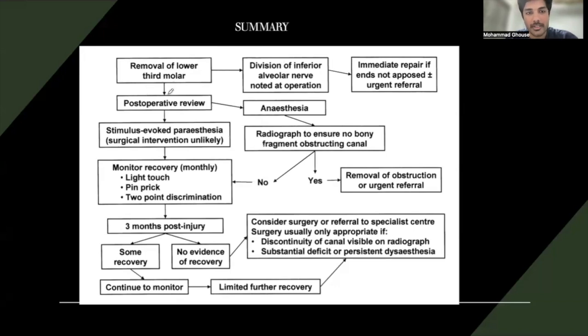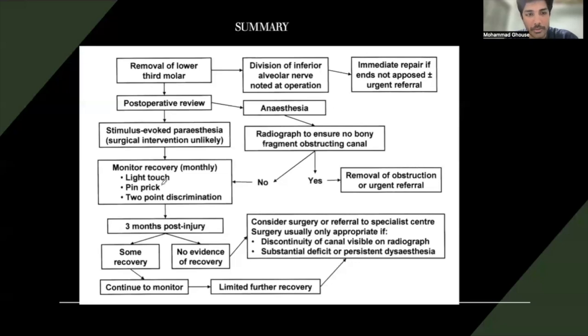Suppose the patient comes in the post-operative phase with complaints of either paresthesia or anesthesia. For anesthesia, a radiograph has to be obtained. I would prefer a three-dimensional radiograph, basically to see whether there's any bony fragment lost within the canal, or if something is interrupting the continuity of the neurovascular bundle. If there is a bony fragment which is impinging, causing complete anesthesia, it warrants a microsurgical decompression. If not, the management is similar to that of paresthesia.